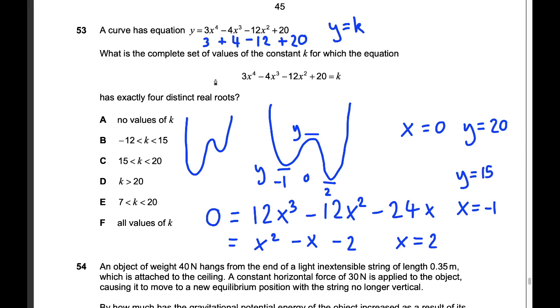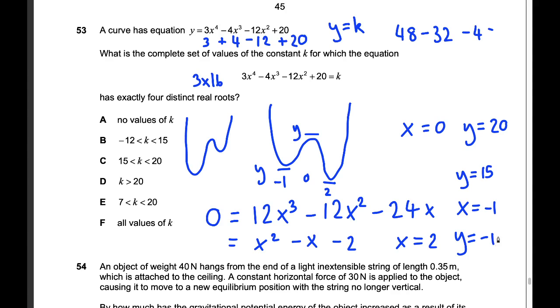And then x equals 2, this is going to be the hard one. So 3 times 16, that's 48. 4 times 8, that's 32. So we've got 48 minus 32. And then the minus 12 times 2 squared, that's going to be a minus 48. So that's going to cancel out with my other 48. And then I've got a plus 20. So the answer for that one is going to be minus 12. Y is minus 12.